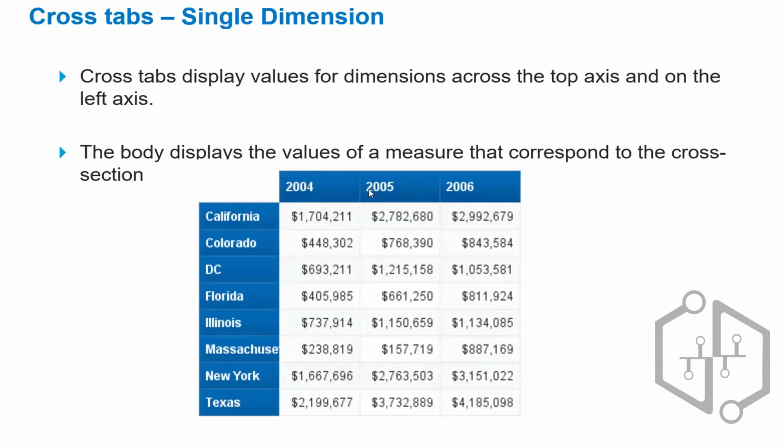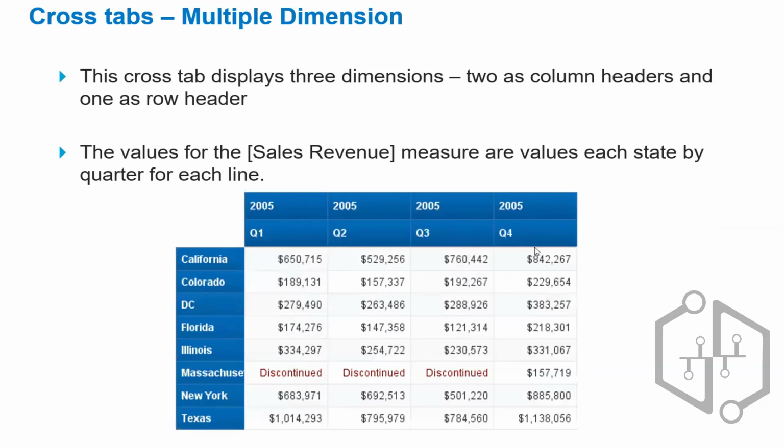If you see here, it is only showing year wise, so single dimension. If you also include quarter in the columns, then this is year, this is quarter, this is state, and inside there is data getting displayed. So it is a multi-dimension cross tab.